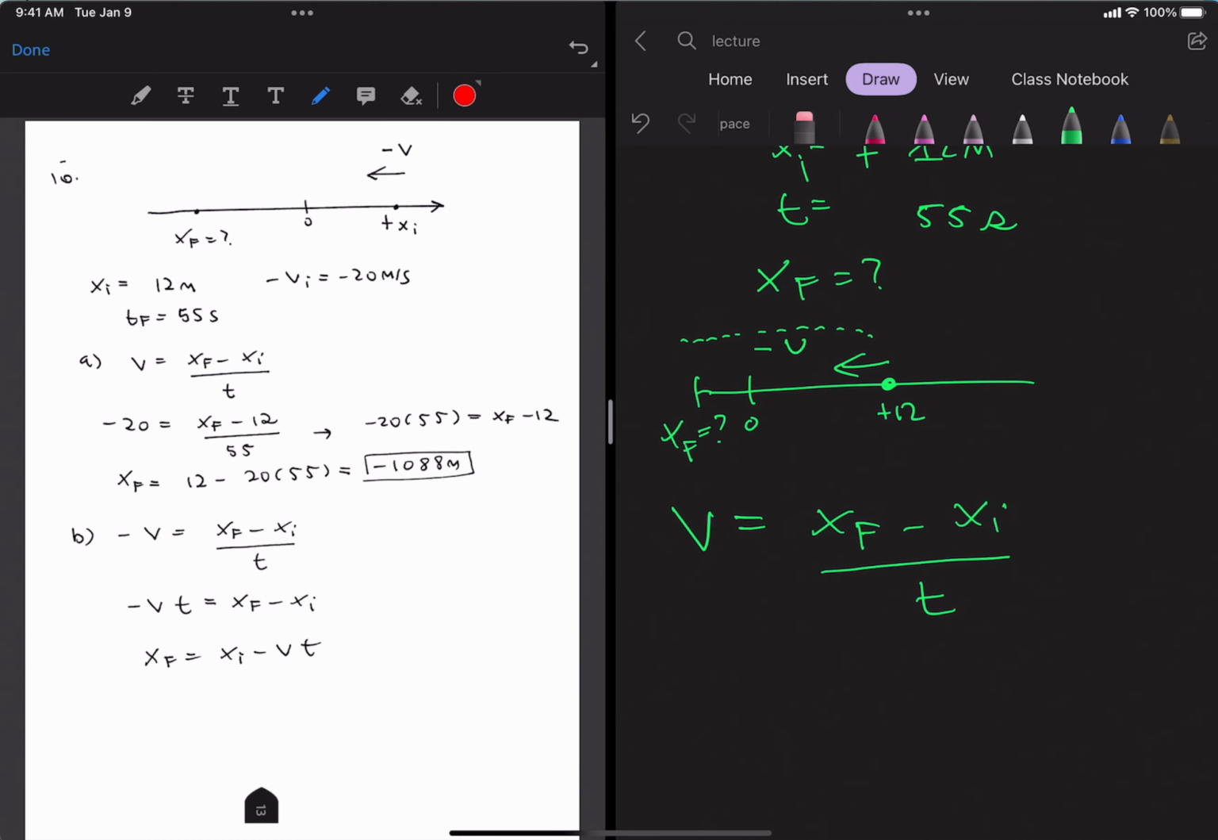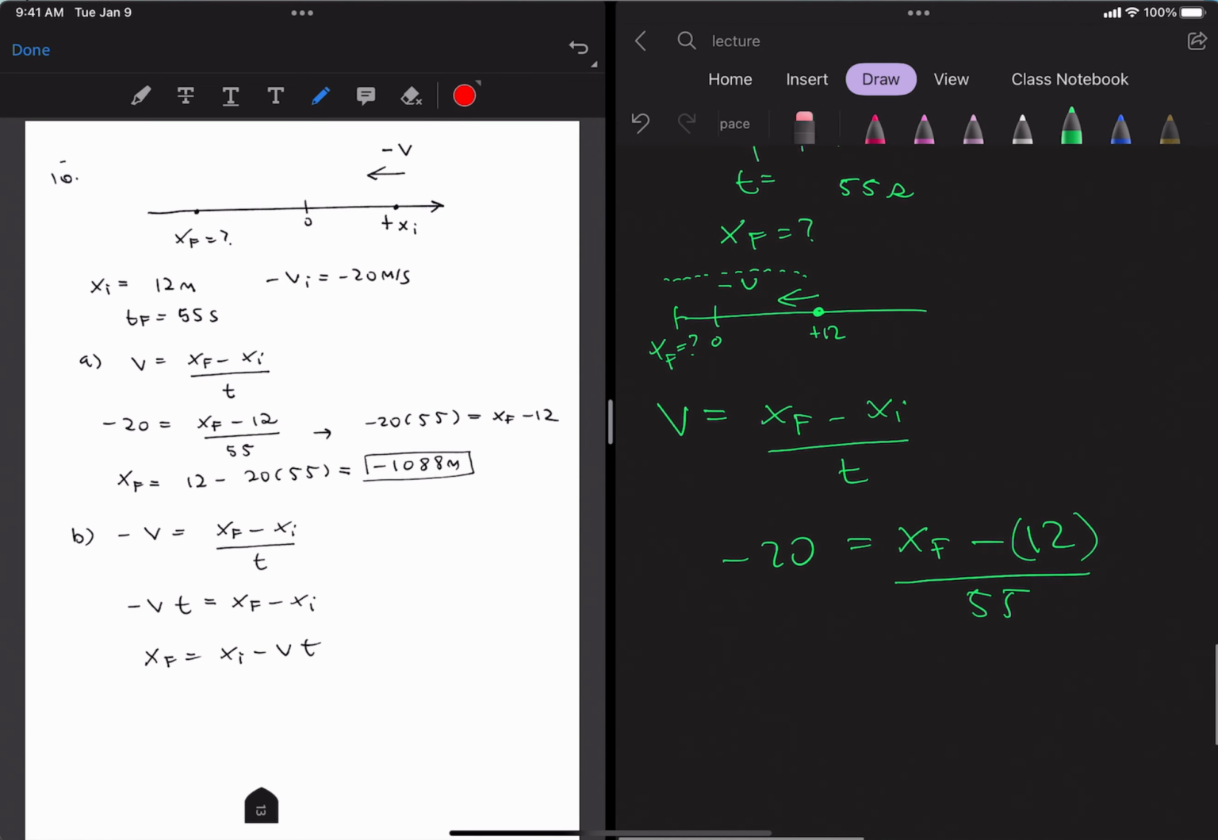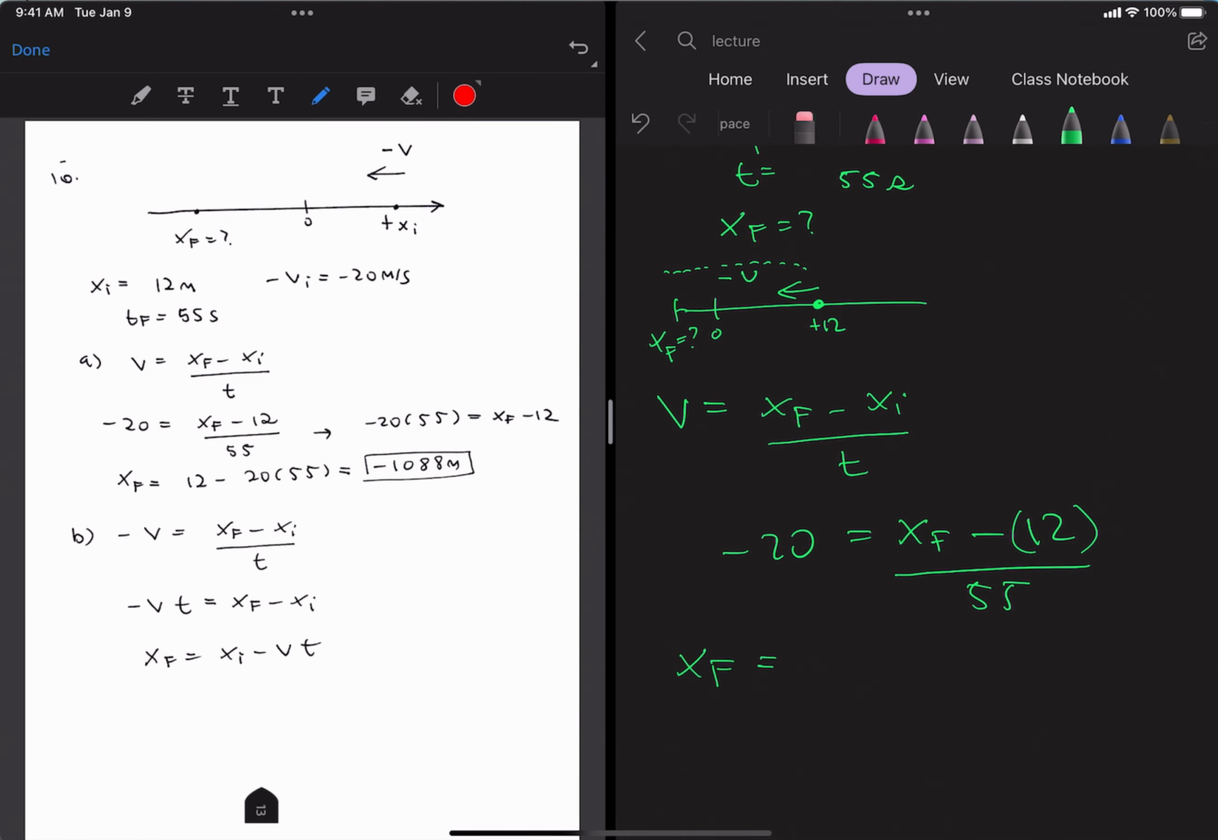So we can plug in the velocity is minus 20. We're trying to find x final. X initial is a positive 12, divided by the time, which is 55. And if you do the algebra, x final is going to equal 12 minus 20 times 55. And that will give you a final position of minus 1,088 meters.